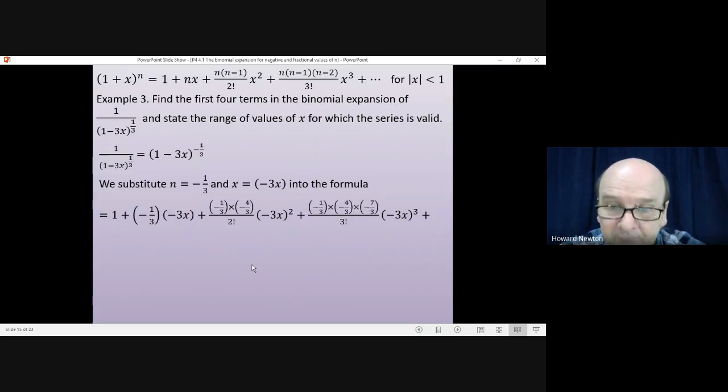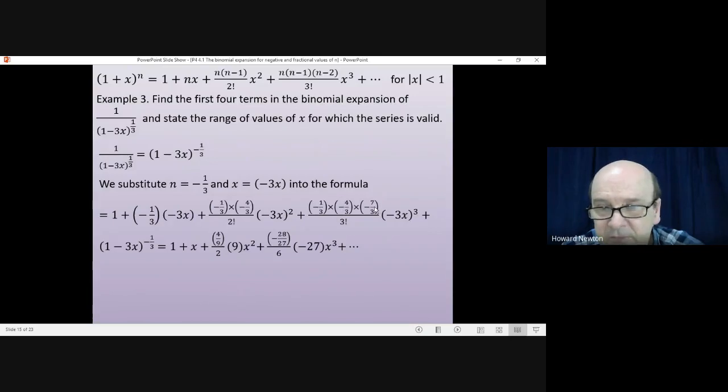That's the important bit. From here on, it is really just tidying things up. So first of all, I've squared the 3 here to get 9. I've multiplied these brackets together to get 4 over 9. Here, these 3 brackets multiply together to give me that. And minus 3 cubed is minus 27. And I've taken the x squared and the x cubed outside of the brackets.